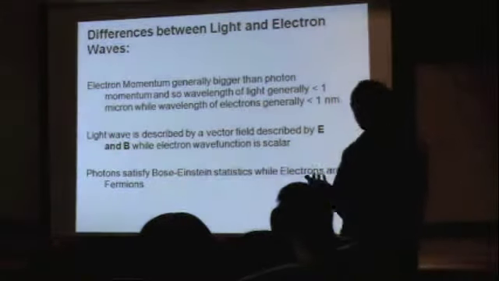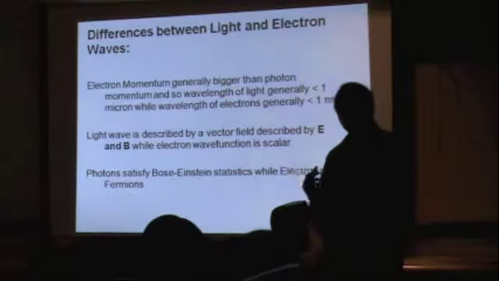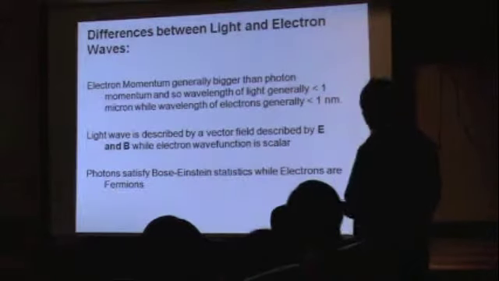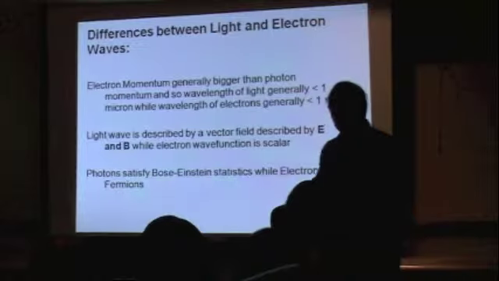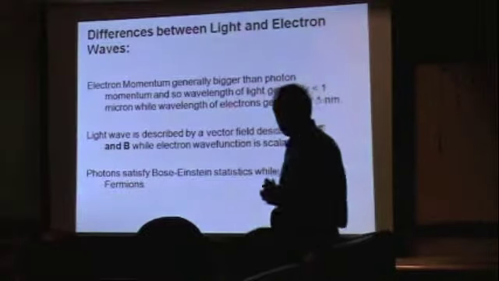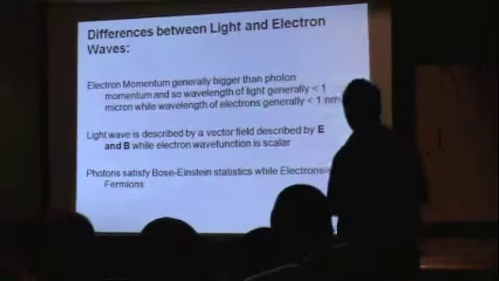Obviously, not everything is the same between light and electrons. There are similarities, but there are obvious differences. The wavelength of light, of course, we know is of the order of a micron, whereas electrons have a wavelength of the order of a nanometer. And there are other differences as well, like light is described by a vector field, electric and magnetic field, whereas electrons are described by a wave function. So what I'm trying to say is there are lots of similarities which will help us understand phenomena in nanophotonics, but there are obvious differences.